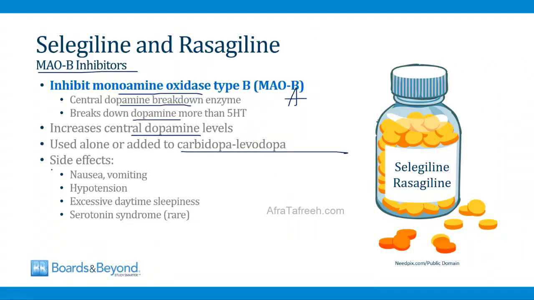Their side effects are similar to the side effects of many other dopamine drugs. These include nausea and vomiting, hypotension, and excessive daytime sleepiness. And then because the MAO-B enzyme somewhat breaks down serotonin, in theory you can develop the serotonin syndrome if you take one of these drugs together with another serotonin drug. In actual practice, this is very rare and almost never occurs. Serotonin syndrome does occur when patients take MAO-A inhibitors together with other serotonin drugs, but it's very rare with the MAO-B inhibitors used in Parkinson's.